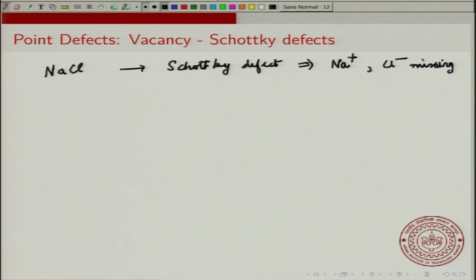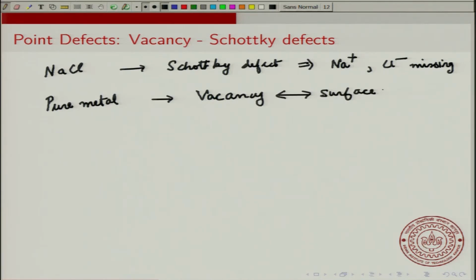That combination would be a Schottky defect, and the point is they need not be right next to each other. If you had a pure metal, a single element, then the Schottky defect would be a vacancy and surface atom. That means an atom leaves its site inside the crystal and goes to the surface.